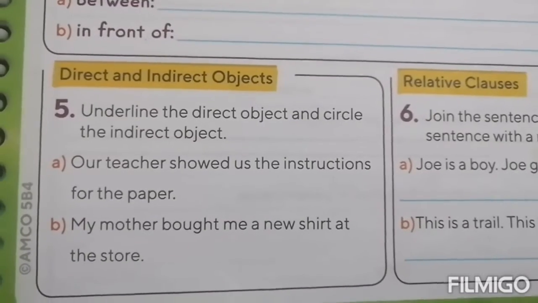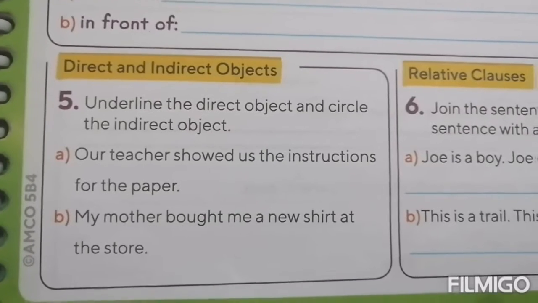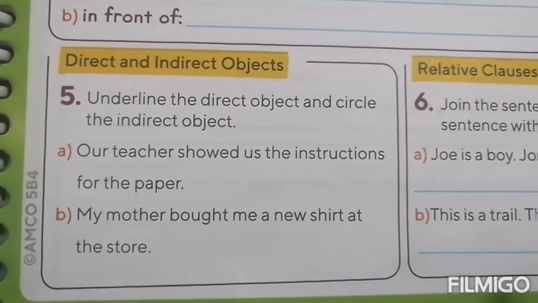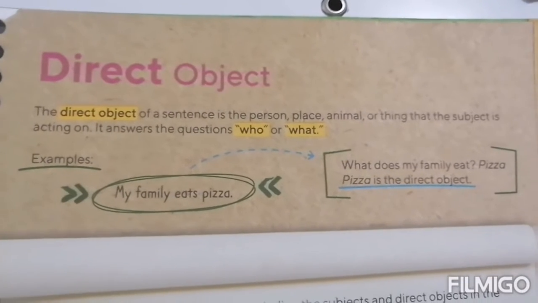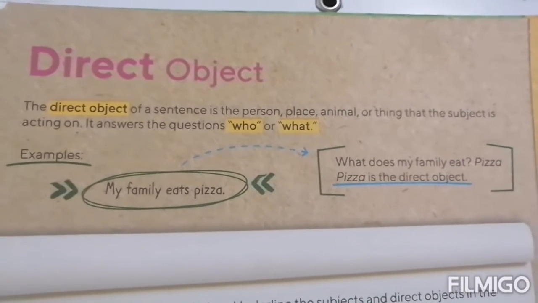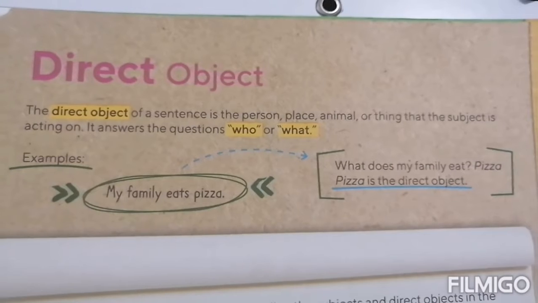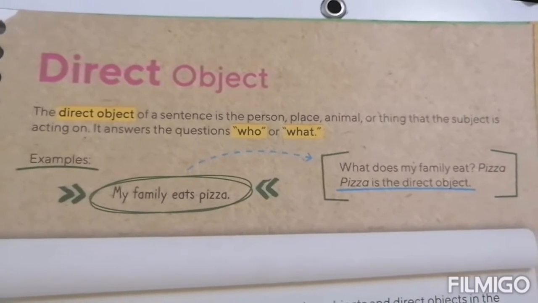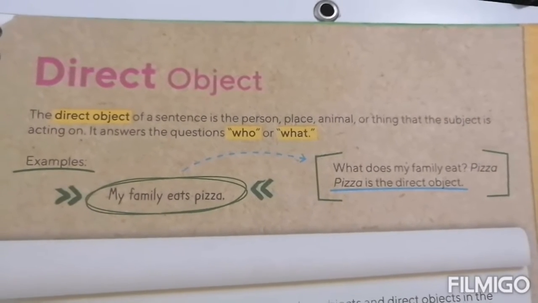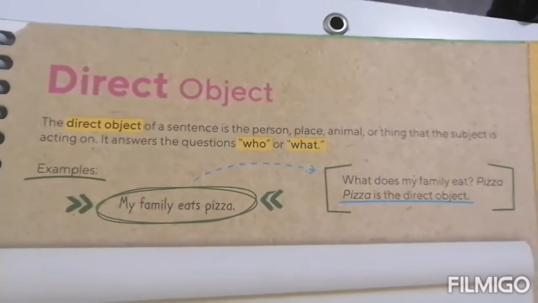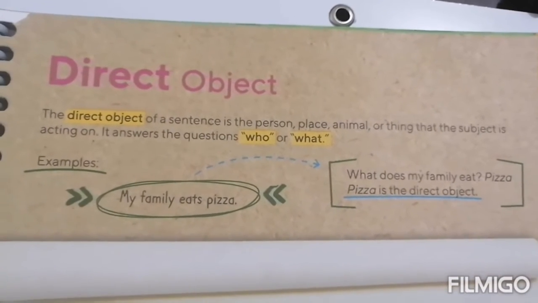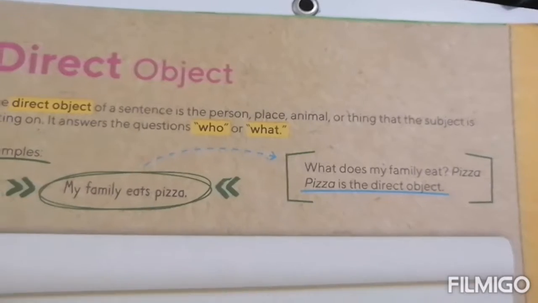On exercise 5 of direct and indirect objects, you must underline the direct object and circle the indirect object. Remember that the direct object of a sentence is the person, place, animal, or thing that the subject is acting on, and it answers the questions who or what. In this case, my family eats pizza. My family eats what? Pizza is the direct object.